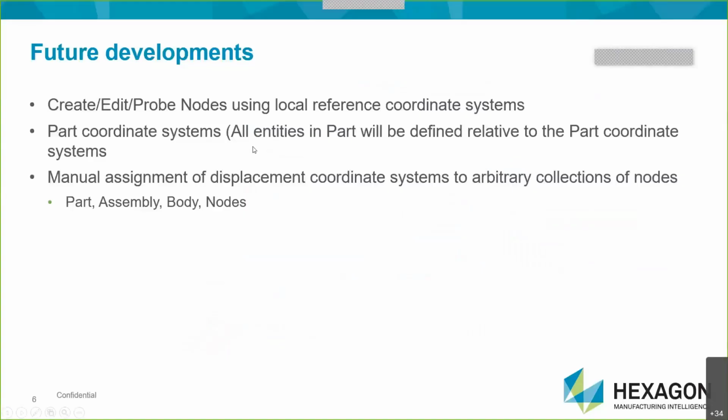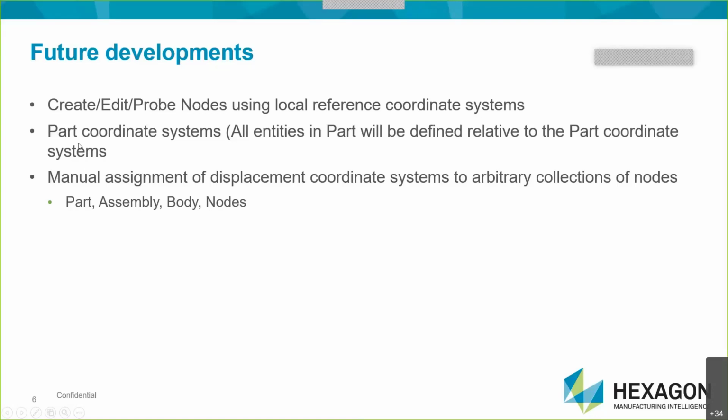As I said, in the future, we will add support for creating nodes, probing them in local coordinate systems. We will probably support definition, not just on individual nodes, but definition of coordinate systems for parts. So a part can be assigned a part reference coordinate system, and all of the entities, not just nodes, all of the entities in that part will be defined relative to that part coordinate system. That then makes it very easy in Apex to just go in and modify the part coordinate system.